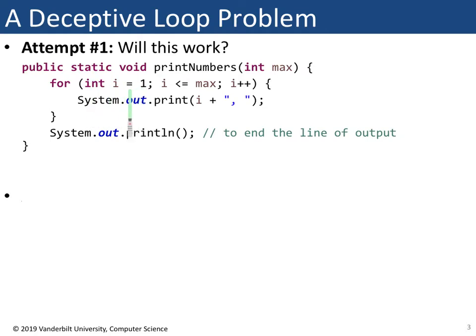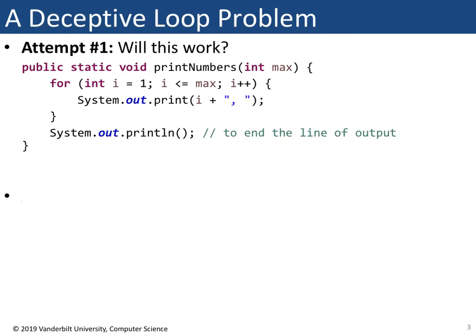So we declare our counter variable i, and we initialize it to 1. And we say we are going to have as our test i is less than or equal to max. So as soon as i goes above max, we stop doing this loop. That's good. And our update is just increment i. Then inside the loop, we are going to print out i followed by a comma, and the comma followed by a space.